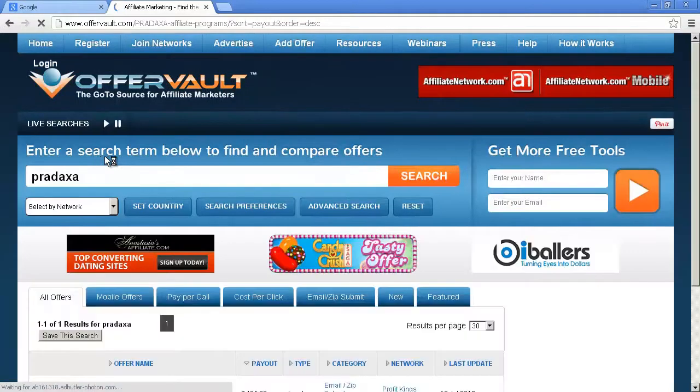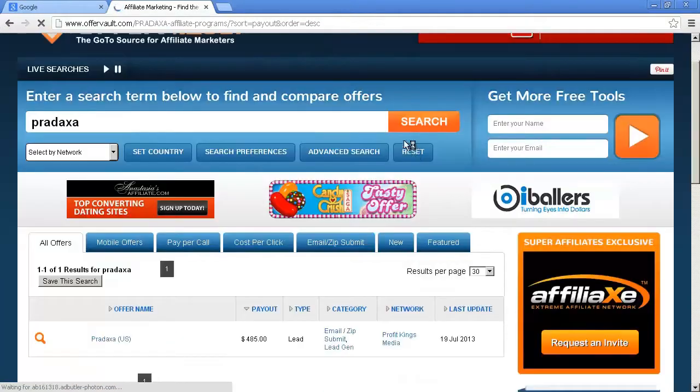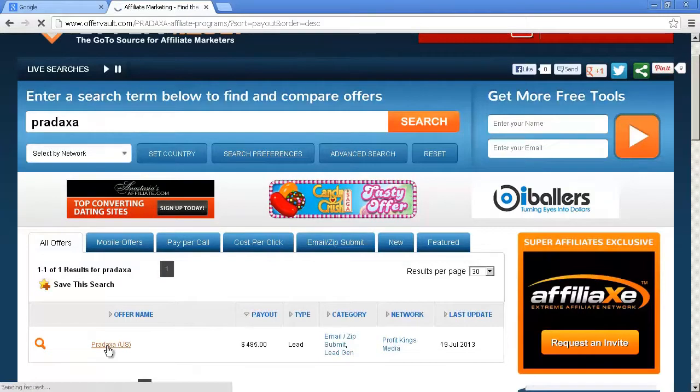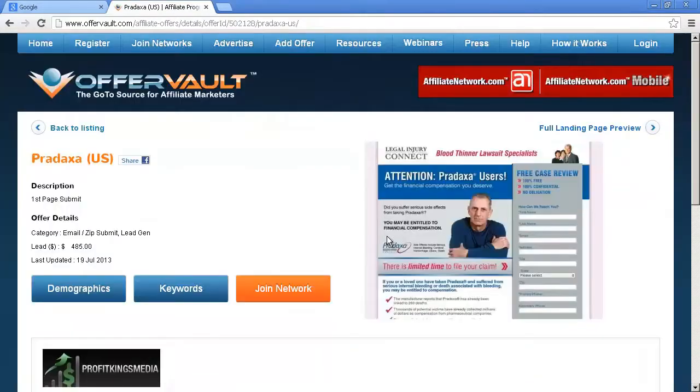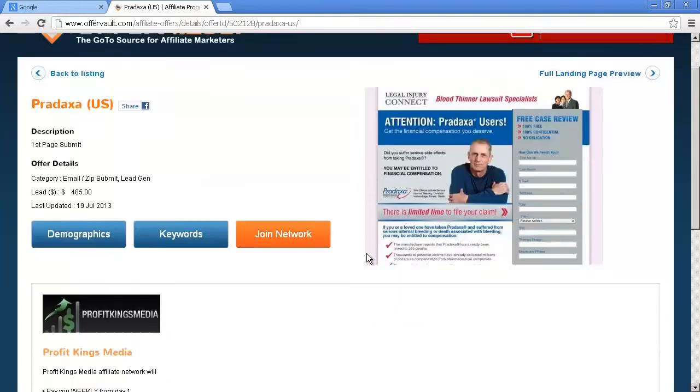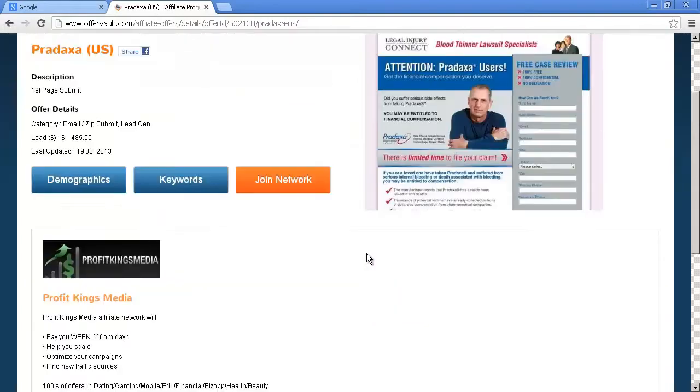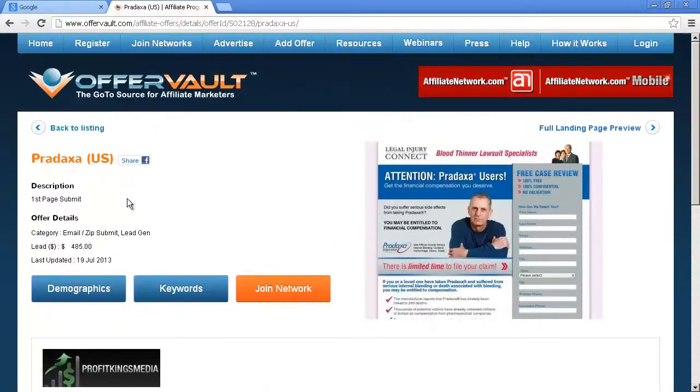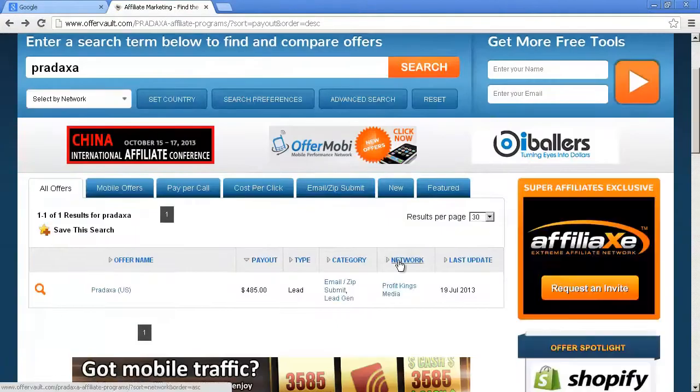Okay, Pradaxa is an email zip submit, financial compensation. Okay, is this offer only available in this network? And so far it's showing only one network is hosting this offer.